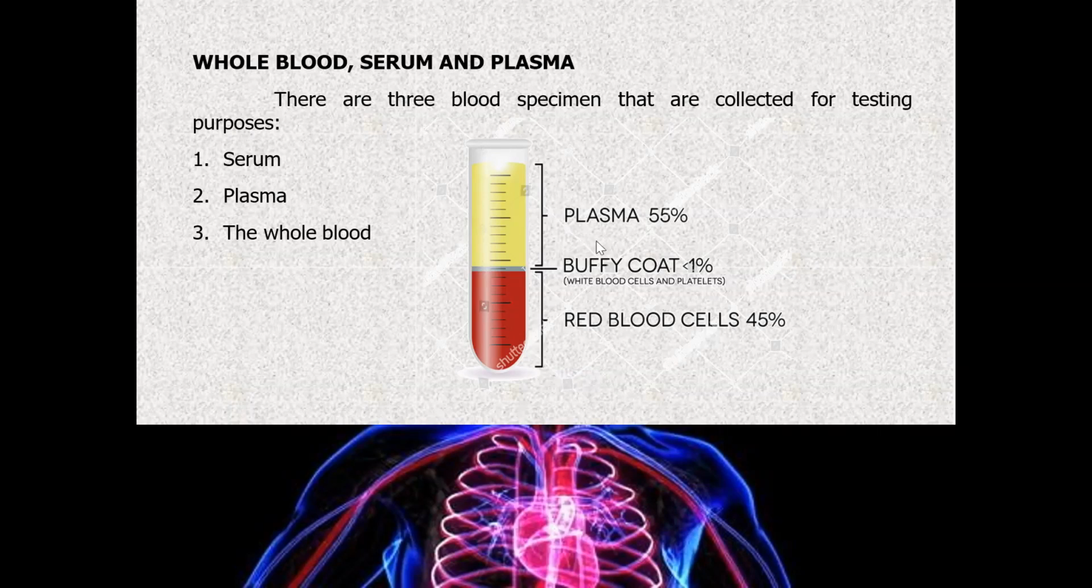Okay? So when we say buffy coat, so ito class, after centrifugation, pag nag-separate na yung formed elements, okay, yung red blood cells, tsaka yung liquid portion, yung nasa middle portion nun, that is what you call buffy coat. Then buffy coat consists of your white blood cells and platelets. Okay?